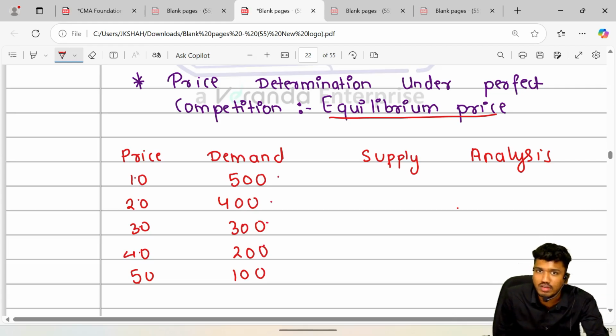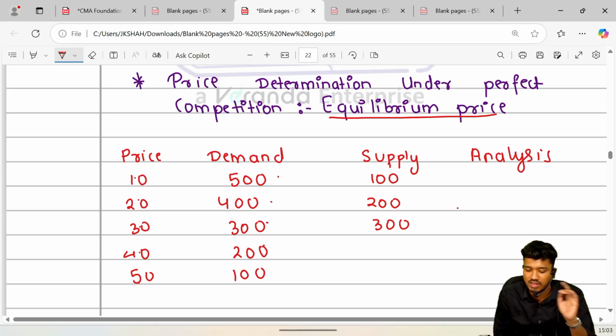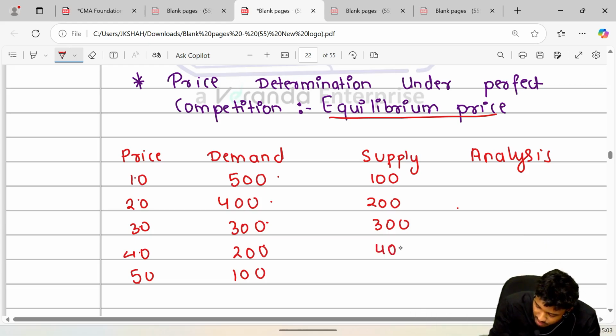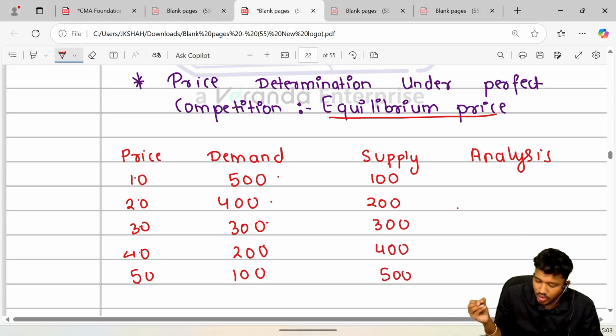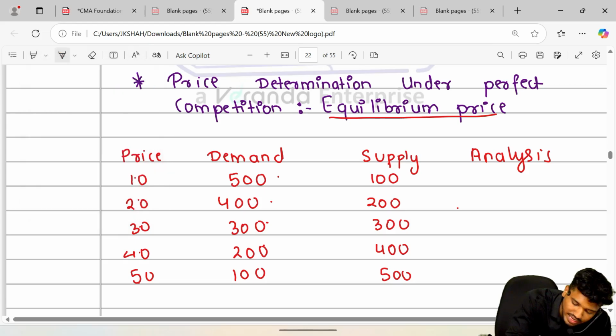Further, what is quantity supplied? What is the relation of price and quantity supplied? There is a direct relationship between price and quantity supplied. So as the price rises from 10, 20, 30, 40, 50, the quantity supplied also rises from 100 units to 200 to 300, and 500, because there is a direct relationship between price and quantity supplied. Okay, so basically if you observe, we have found out our equilibrium price.